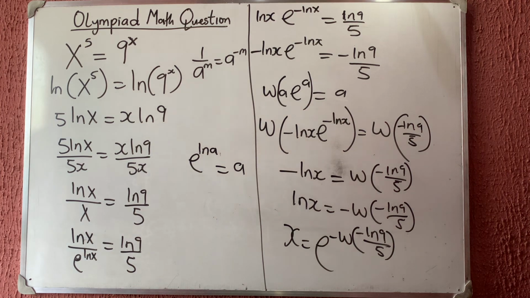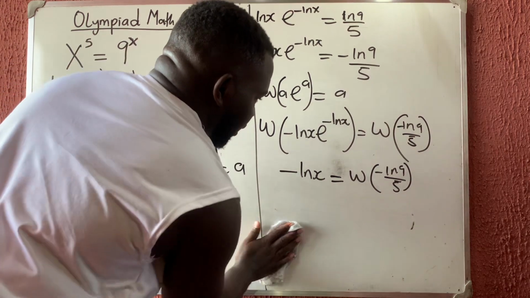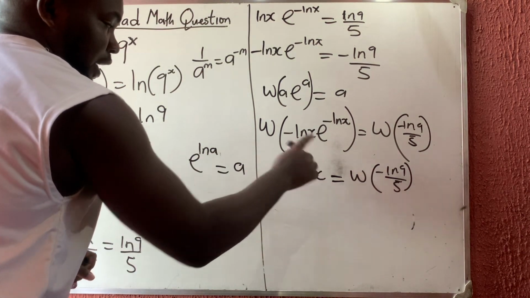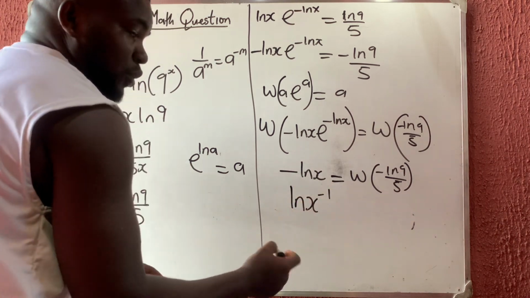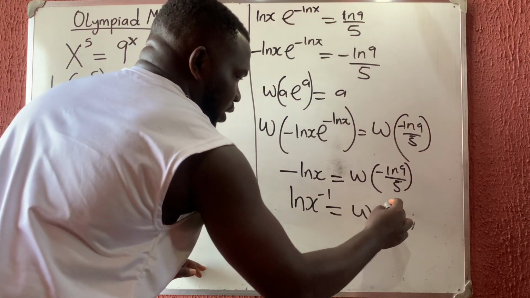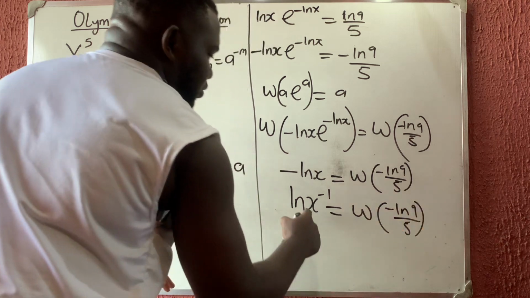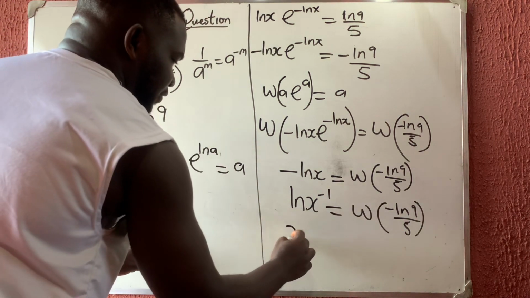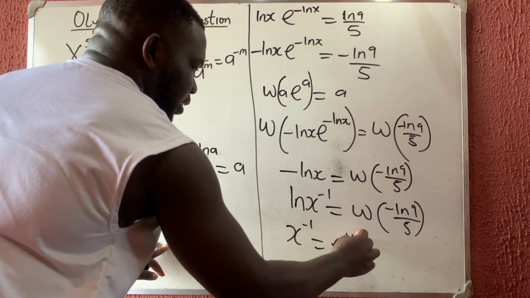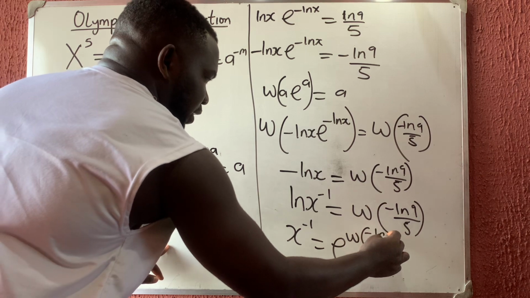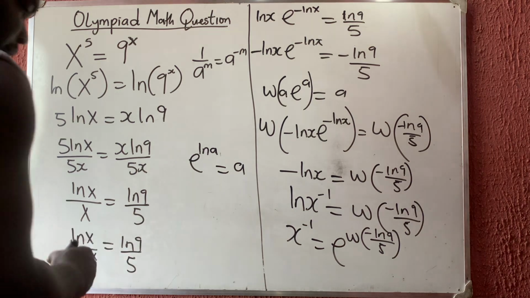If you don't want to take it this way, another thing we can do is take this minus here so that it will be easier. I'm going to have ln x raised to power minus 1, which is equal to the Lambert W function of negative ln 9 over 5. Therefore, taking the exponential, x raised to power minus 1 is equal to e raised to power Lambert W function of minus ln 9 over 5. You can do it this way, it's still the same thing.